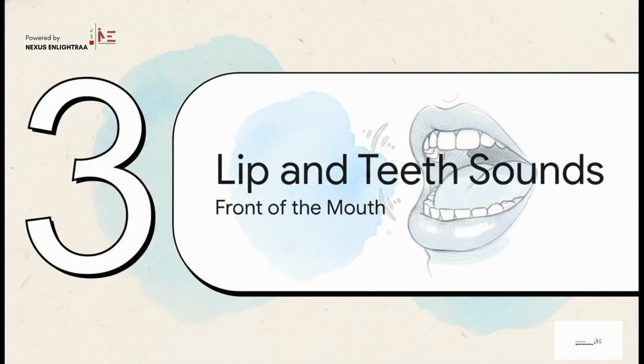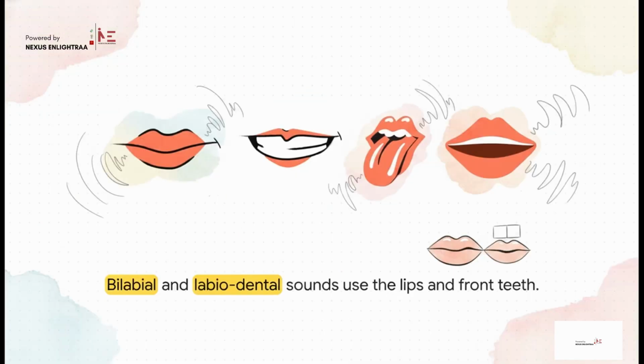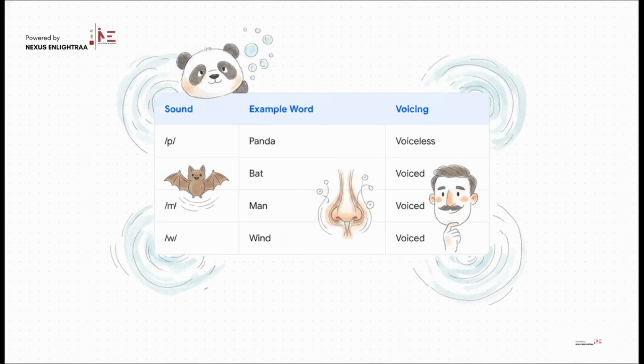Which brings us to section 3, lip and teeth sounds, the front of the mouth. We're going to start our physical journey at the very front of your mouth. The highly technical names here are bilabial and labio-dental. But simply put, these are sounds we make by pressing both of our lips together or by gently touching our top front teeth to our bottom lip. Let's take a look at this first group. Go ahead and bring both of your lips together. We are going to take this nice and slow.